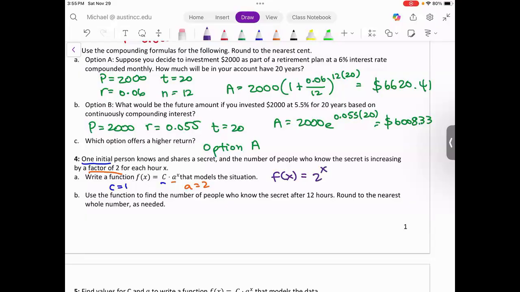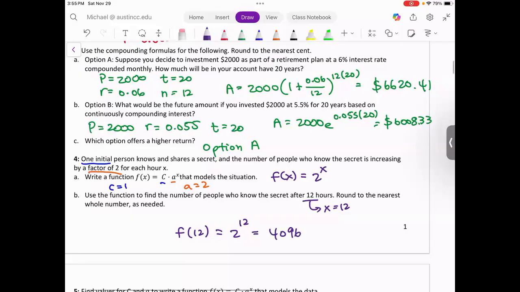So let's use the function to find the number of people who know the secret after 12 hours. So that means when x is 12, what is f of x? In other words, what is f of 12? We just plug in 12 to the function that we just created, and we get a value of 4,096.